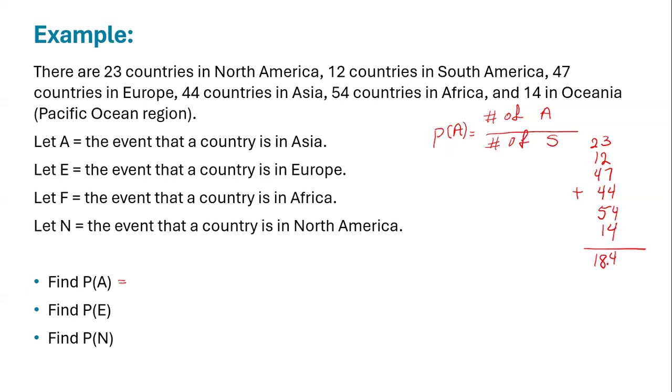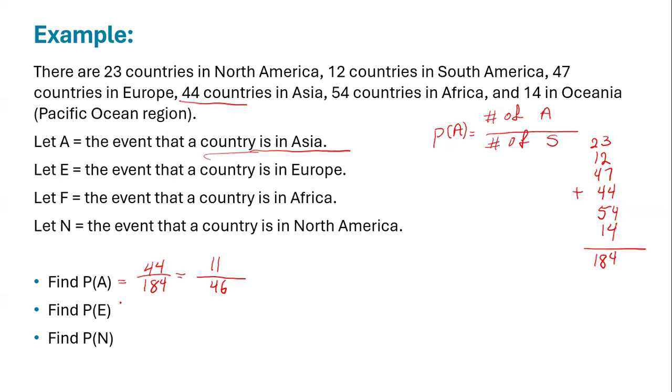Now, when I want to find the probability of A, where A is the event that the country is in Asia, I need the number of outcomes in event A, the number of countries in Asia. How many countries do we have in Asia? 44. So the answer is 44 over 184, the number of outcomes in the sample space. Can I simplify? Yes, I need to simplify. When you simplify a fraction, remember you divide both the top and the bottom by the same number. If I divide both by 4, I get 11 over 46.